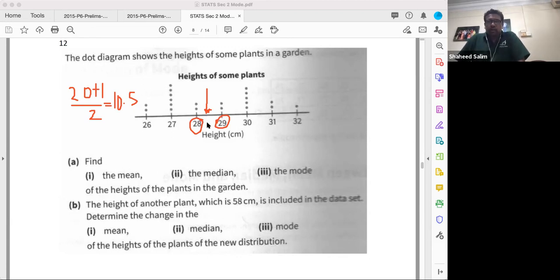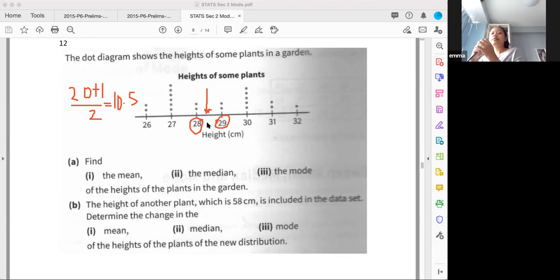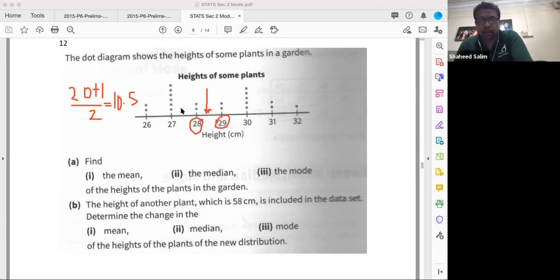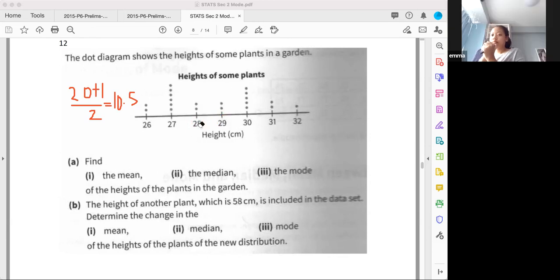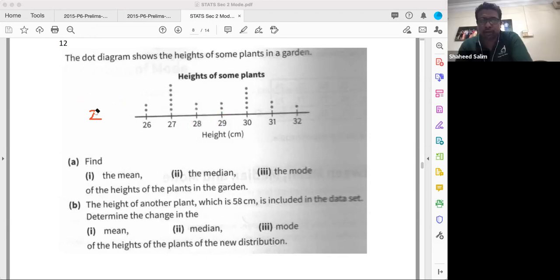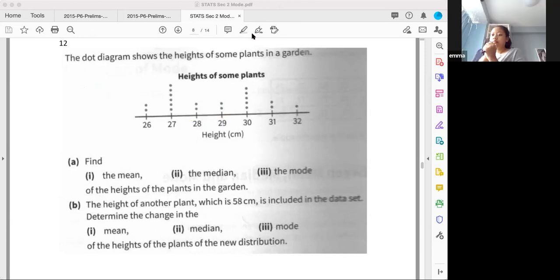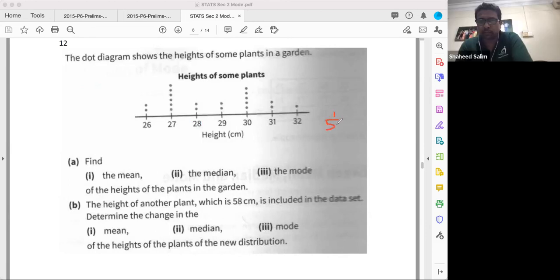Which height? Yeah, well done. So now they are going to add another plant. So this plant is 58 cm. So there's only one 58 cm. Down here, 58 cm. It's just one down here. In between there's nothing else, just like that.